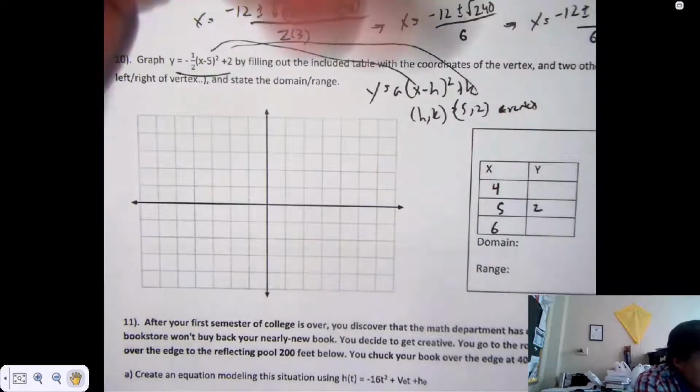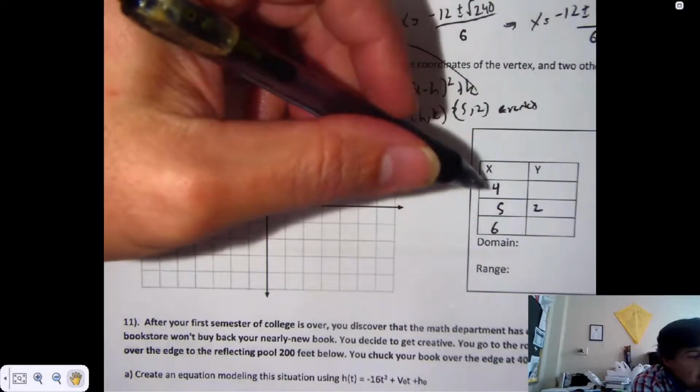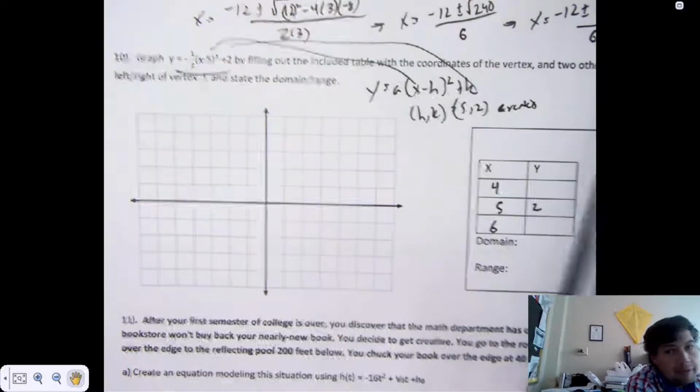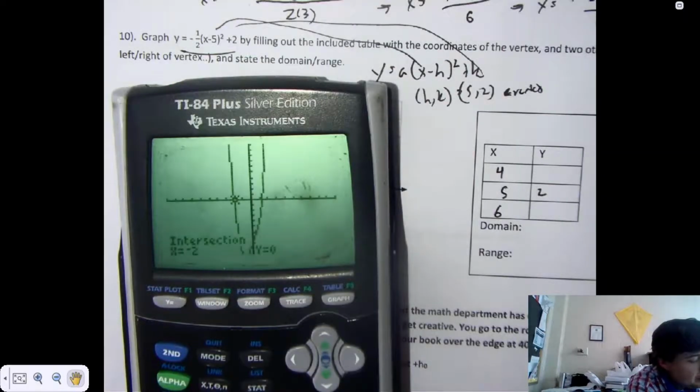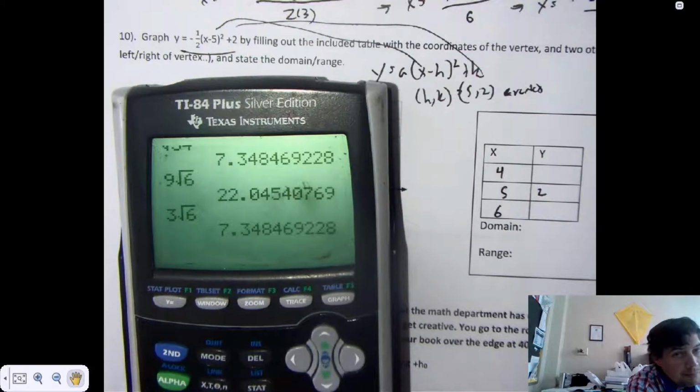So, if you're kind of bad at the math, you can use your calculator. I'm going to take that 4 and I'm going to plug it in for x. I'm going to use a storage feature. You don't have to use a storage feature. Take a 4, store it to x.